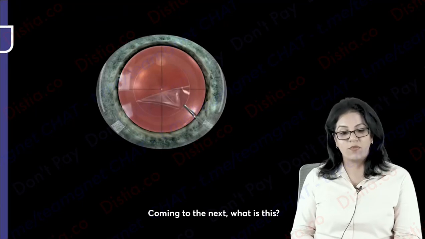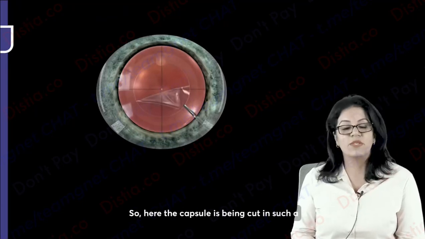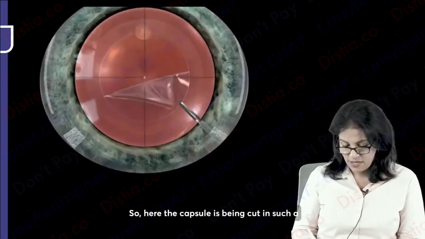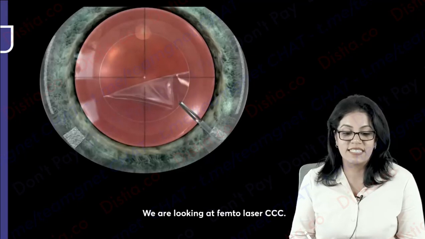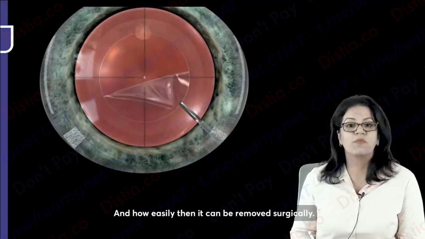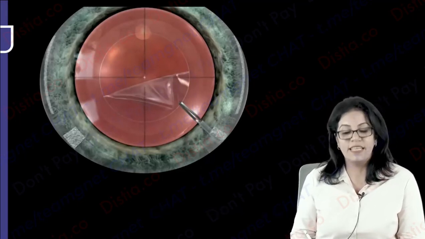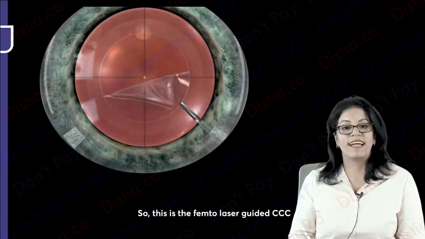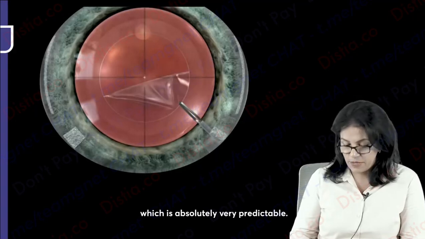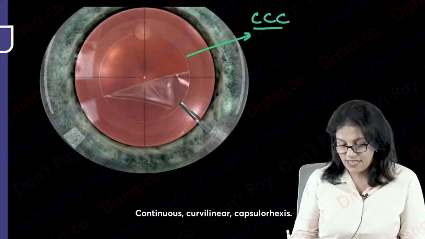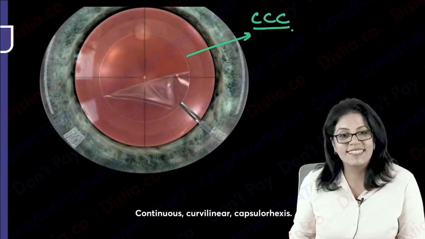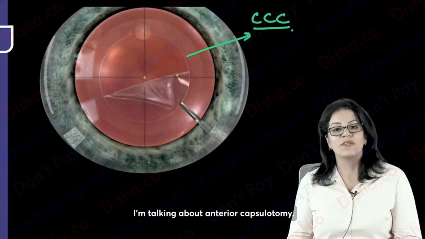Coming to the next, what is this? Here the capsule is being cut, almost pre-cut, with the laser. We are looking at femtolaser CCC and how easily it can then be removed surgically. This is the femtolaser-guided CCC, which is absolutely very predictable. What is CCC? Everybody knows: continuous curvilinear capsulorhexis. I'm talking about anterior capsulotomy.